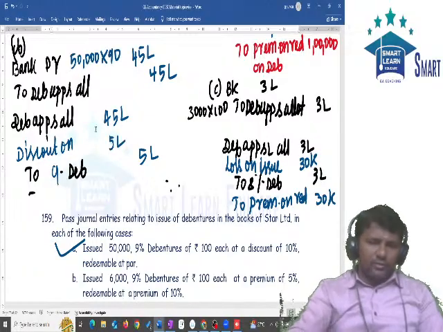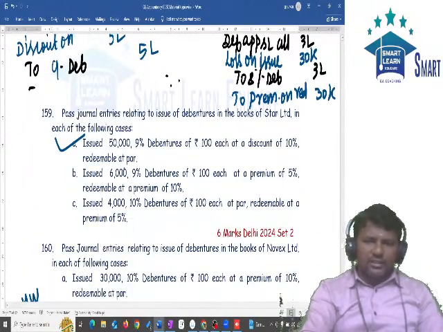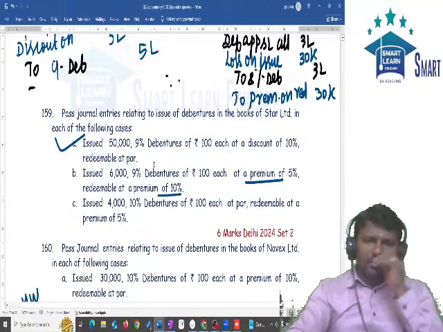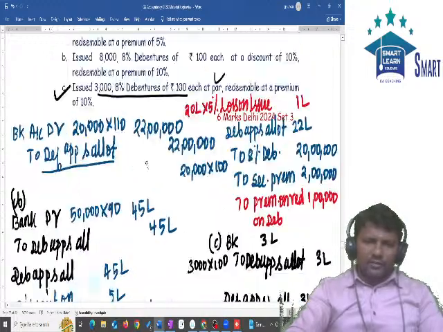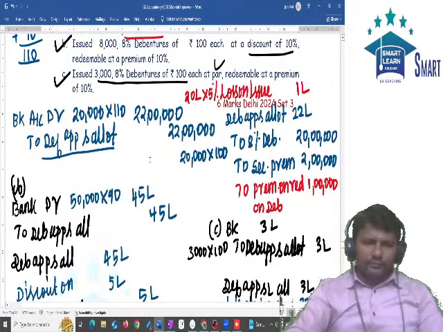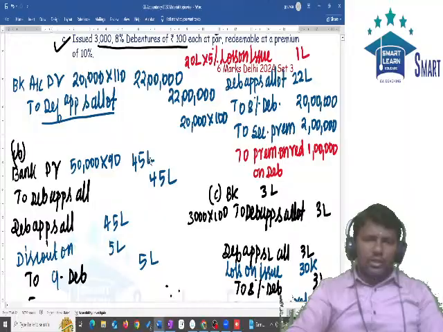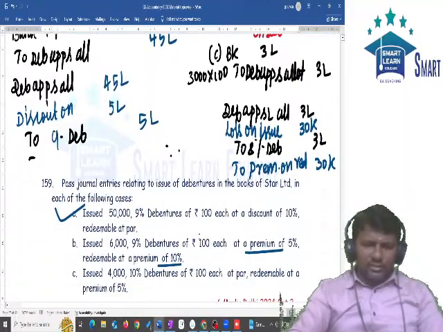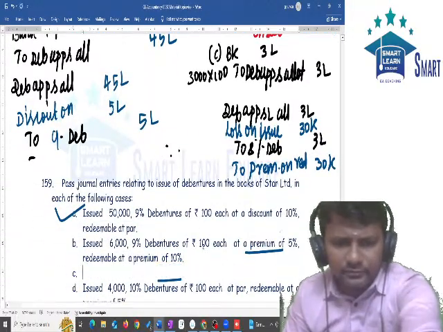First one over. Second one, debentures are issued at a premium and redeemed at a premium. Issue is also at premium, redemption is also at premium. First entry, what is the first entry? Bank account debit. Second scenario, I will write here itself.